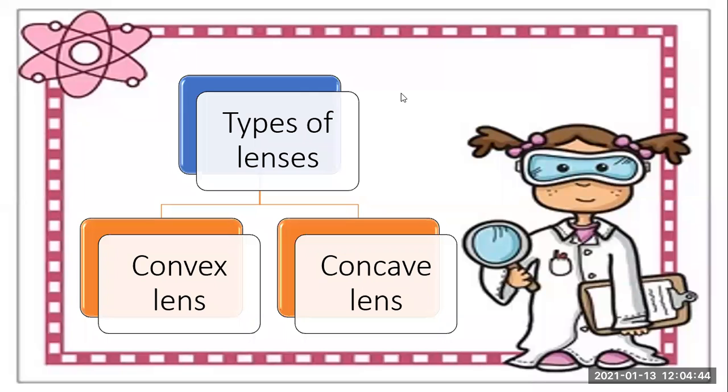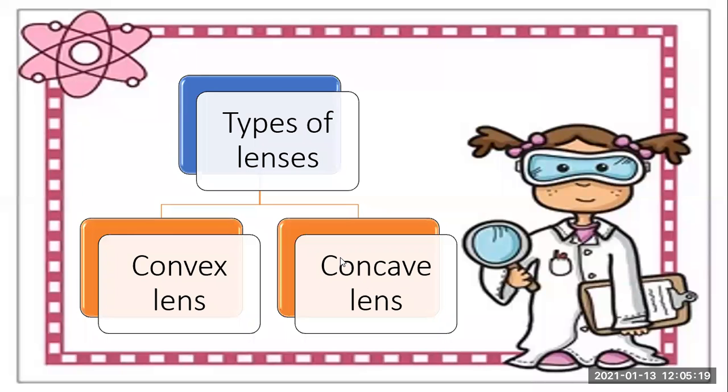We were discussing the lenses. We came to know that a lens is something made of glass, plastic, or any other transparent material, and that should be curved. According to the curve, we have divided the lenses into two main types: convex lens and concave lens.